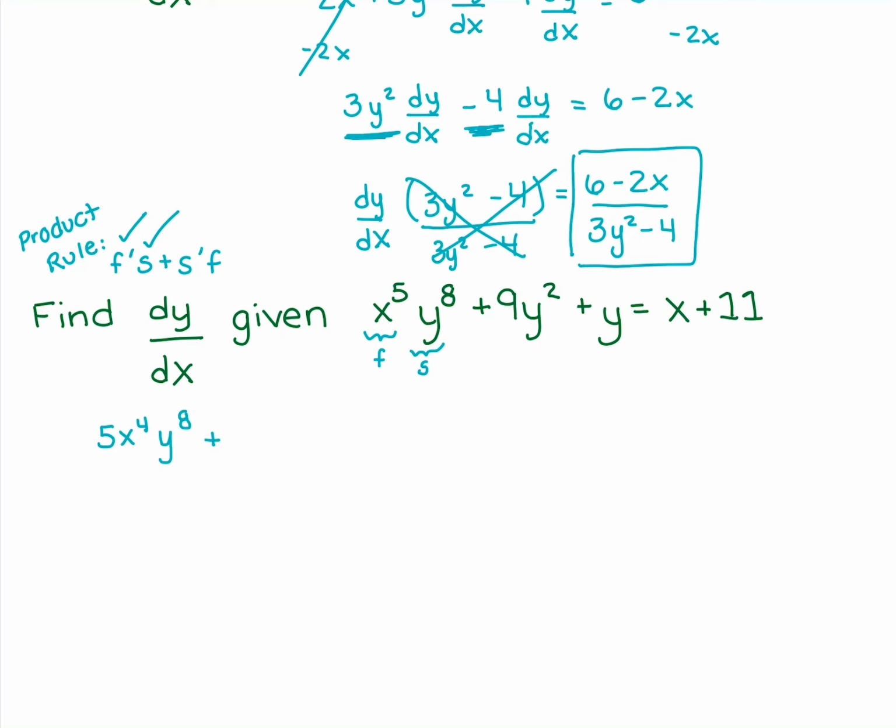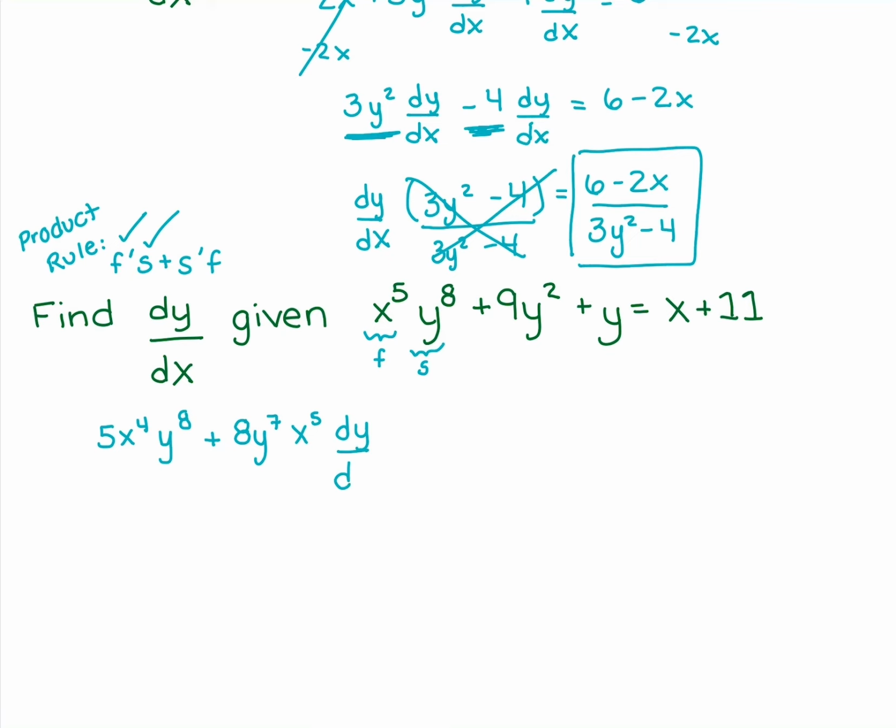Now we're going to do the derivative of the second factor. Derivative of y to the 8th is 8y to the 7th. We took the derivative of a y term, so it's going to need a dy/dx. Before I write it, I'm just going to put the original first factor in here.